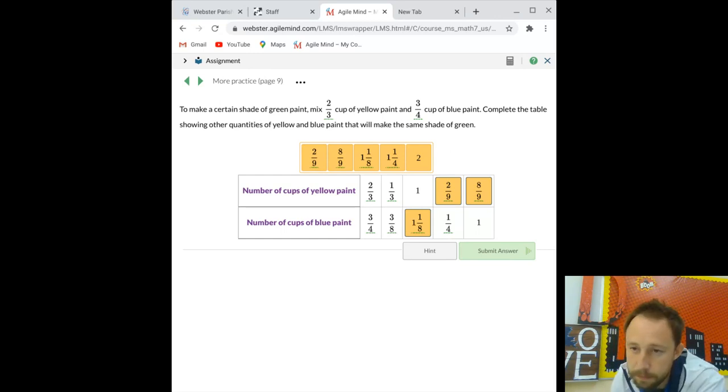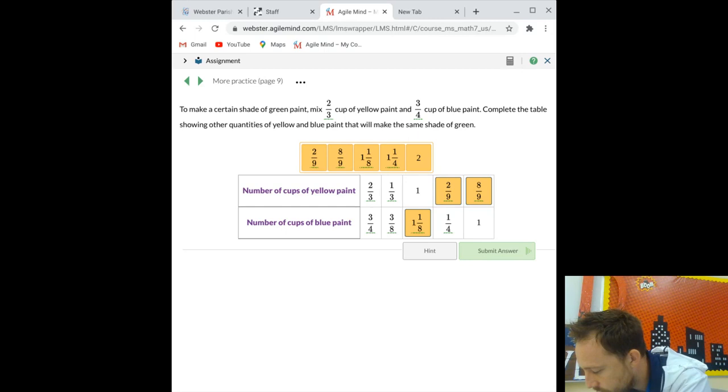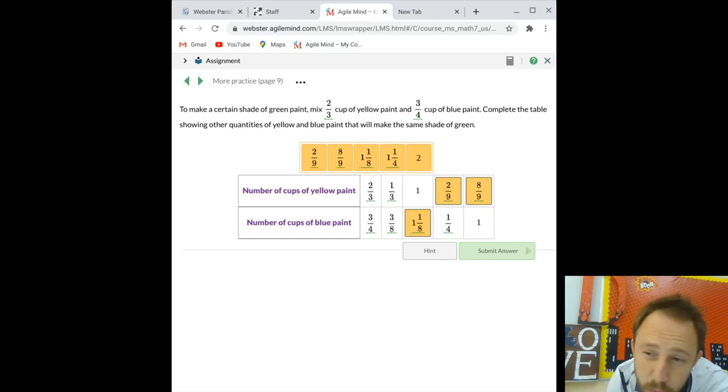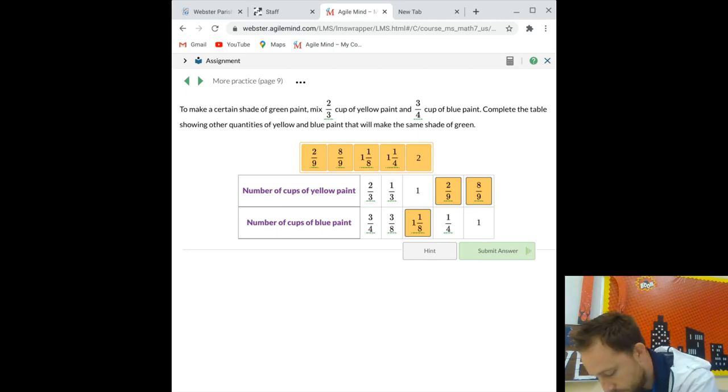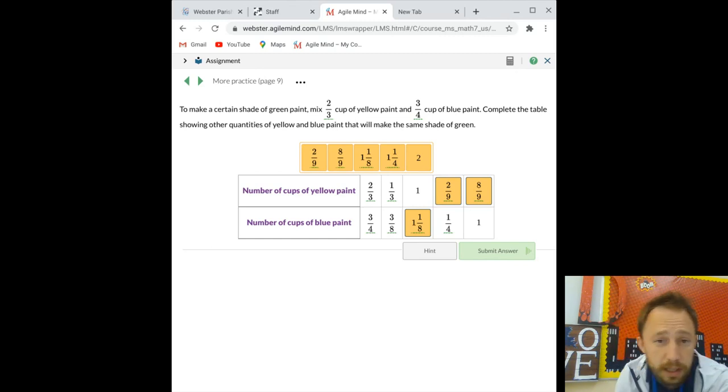Good. And for the second one, we did 2/3 times 1/3, and we got 2/9. Then 1/4 times 4 equals 1, and so we did 2/9 times what to get 8/9? 2 times what is 8? 4. Yeah, so we did 2/9 times 4 to get 8/9.